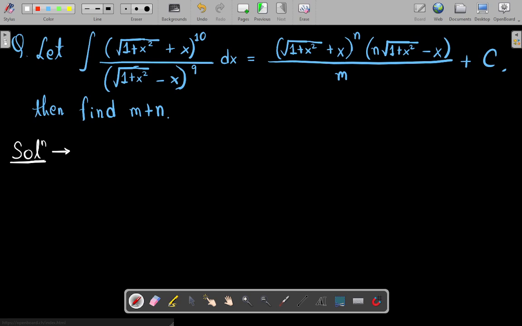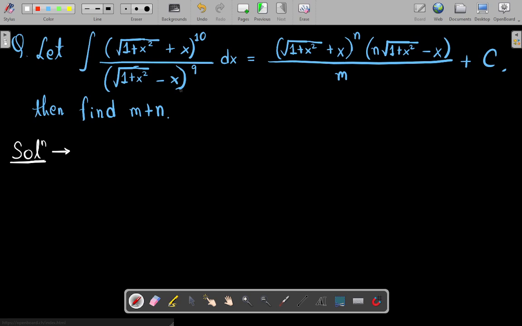Okay. So let us start with this question. We are given this integral which is a fraction. In the numerator we have (square root of 1 plus x square plus x) whole raised to the power 10, divided by basically the conjugate of this numerator, right? So (square root of 1 plus x square minus x) raised to the power 9, dx. And we are given this fraction which is the answer in terms of two unknowns m and n.